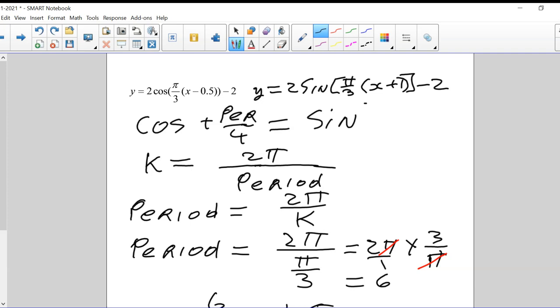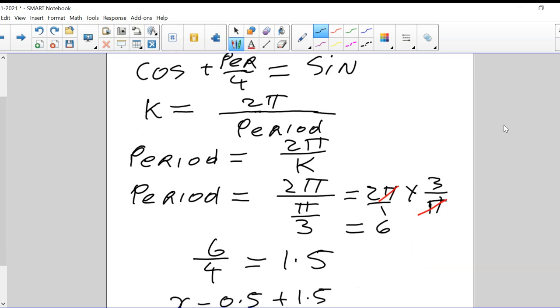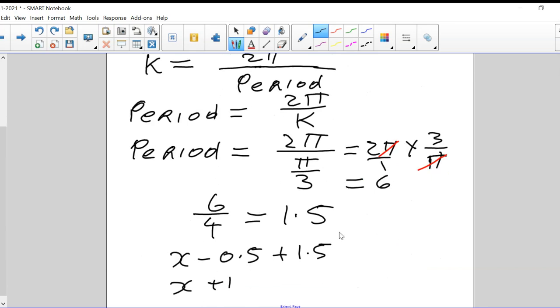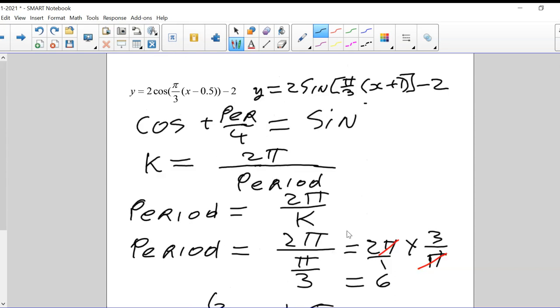Because I took the period, which I had to calculate by taking 2 pi divided by k, which turned out to be 6. And I took a quarter of that, which is 1.5, and I added it on. So now I have x plus 1. And I just simply wrote the whole function again, but now it's a sine function. And now the phase shift is x plus 1 rather than x minus 0.5. That wasn't too hard, was it?